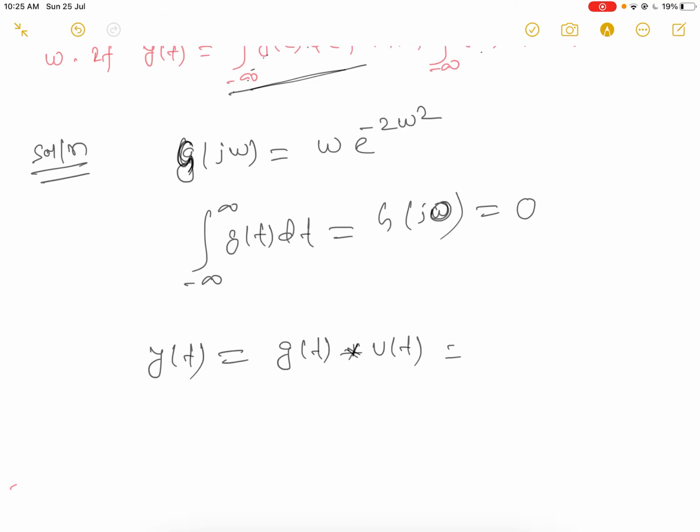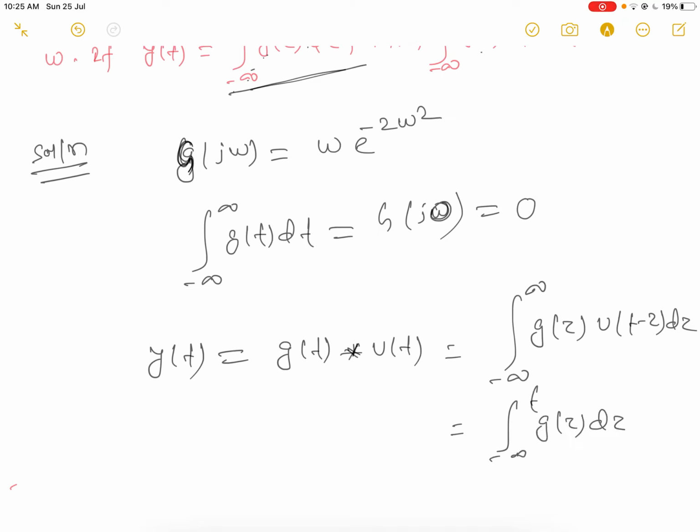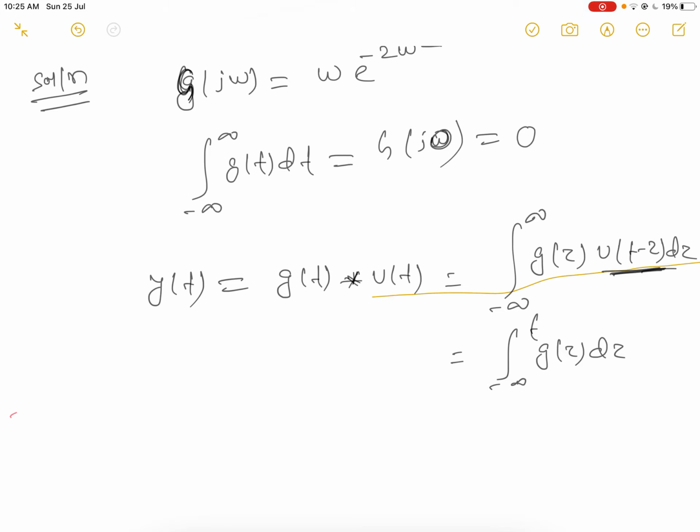When you take the formula, minus infinity to infinity g(tau) u(t minus tau) d tau, you convert it, it becomes minus infinity to t g(tau) d tau, because here there is the one value for that. Okay, that's why. All right, now comes to the step. Then Y(j omega) will be G(j omega) and U(j omega).